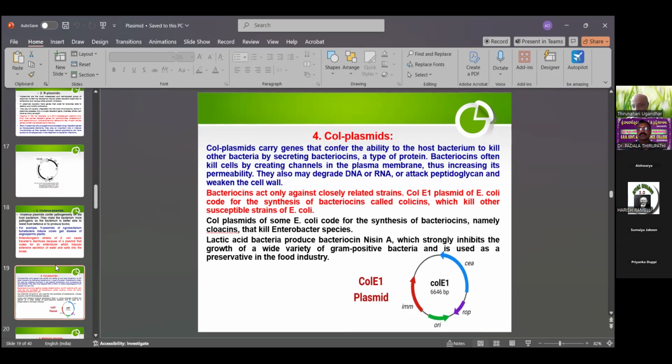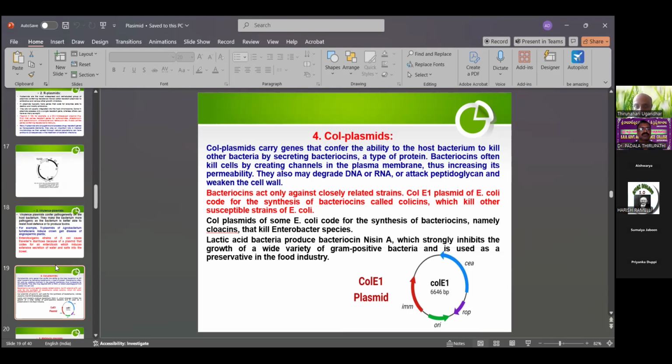The whole plasmids enter the other bacterial cell, and those cells are killed. Bacteriocins act only against closely related strains, called the E1 plasmid or E.